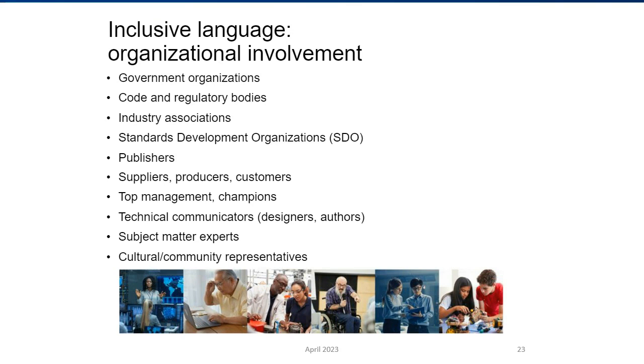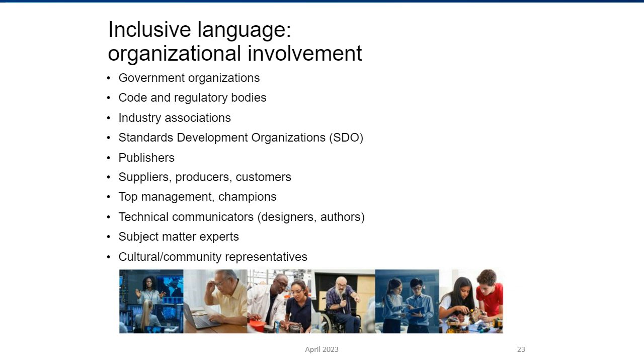A lot of different people are involved in inclusive language, and the standard is applicable and usable in different ways by all of these: government organizations, code bodies, industry, standards organizations. IEEE is a standards development organization. It's also an individual member organization of engineers, not a trade association, but has some characteristics of both. We are a publisher.